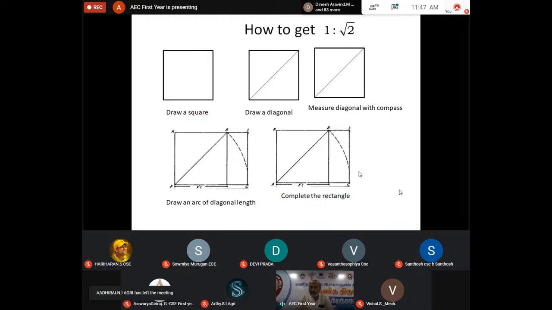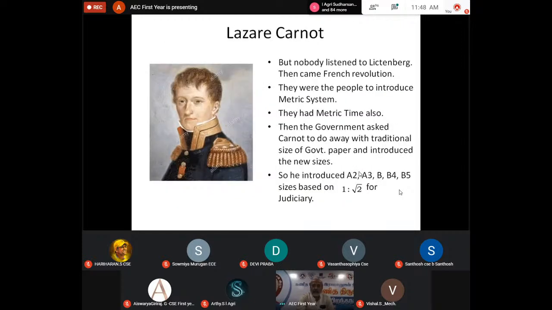Okay, draw a square, draw a diagonal, measure the diagonal with the compass, and draw an arc of diagonal length, and then complete this rectangle. So this is that rectangle, 1:√2. Lazare Carnot is another name associated with this A4 paper. But when Lichtenberg said that this kind of 1:√2 could be the standard, nobody listened to him. Then came the French Revolution.